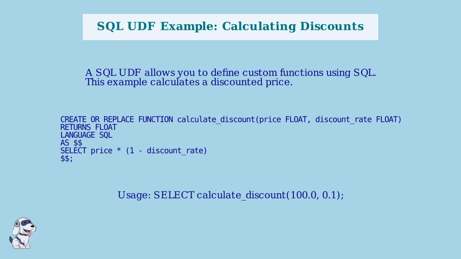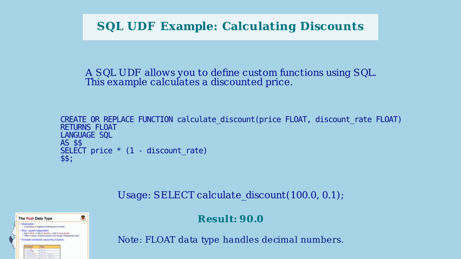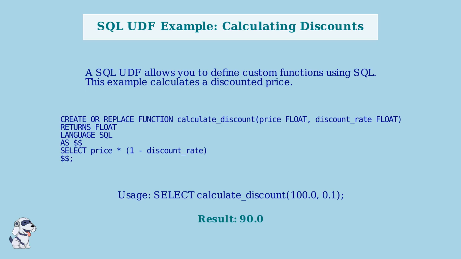To use this UDF, call it in a select statement with actual values. For example, passing 100.0 as price and 0.1 as discount rate. The result would be 90.0, which is 100 multiplied by 0.9, 1 minus 0.1. The float data type is used for decimal numbers, providing flexibility for price calculations.